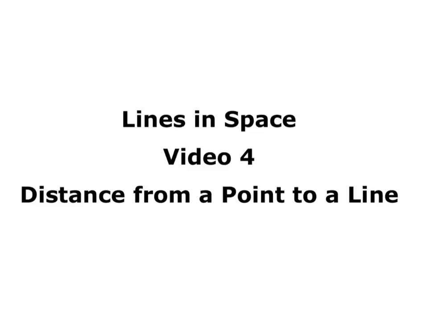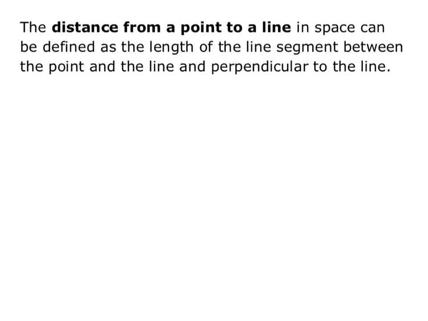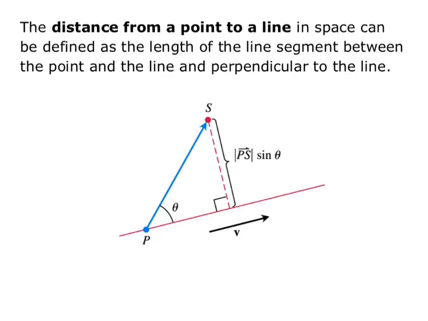In this video, we'll talk about how to find the distance from a point to a line in 3 dimensions. The distance from a point to a line in space can be defined as the length of the line segment that is between the point and the line and that is perpendicular to the line. Now I have a picture to illustrate this.